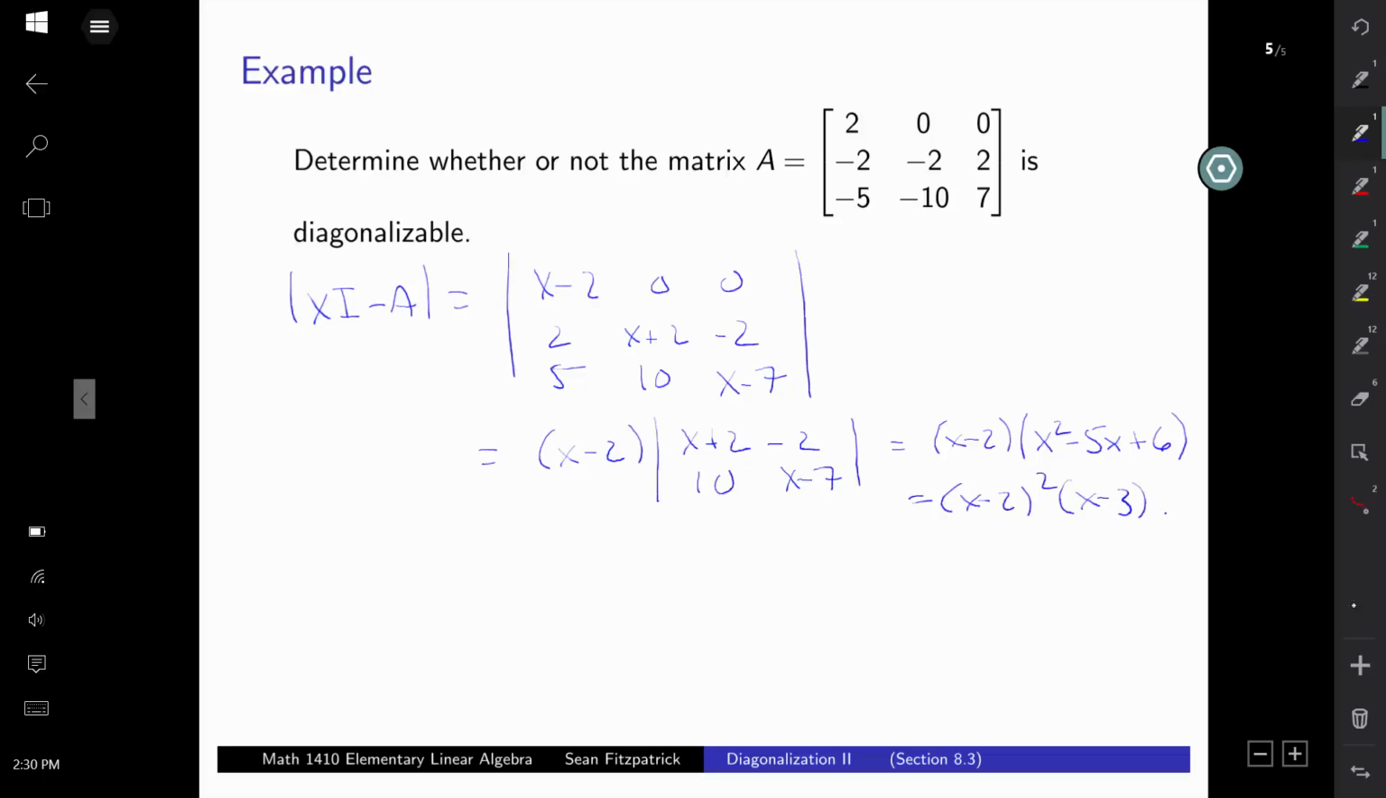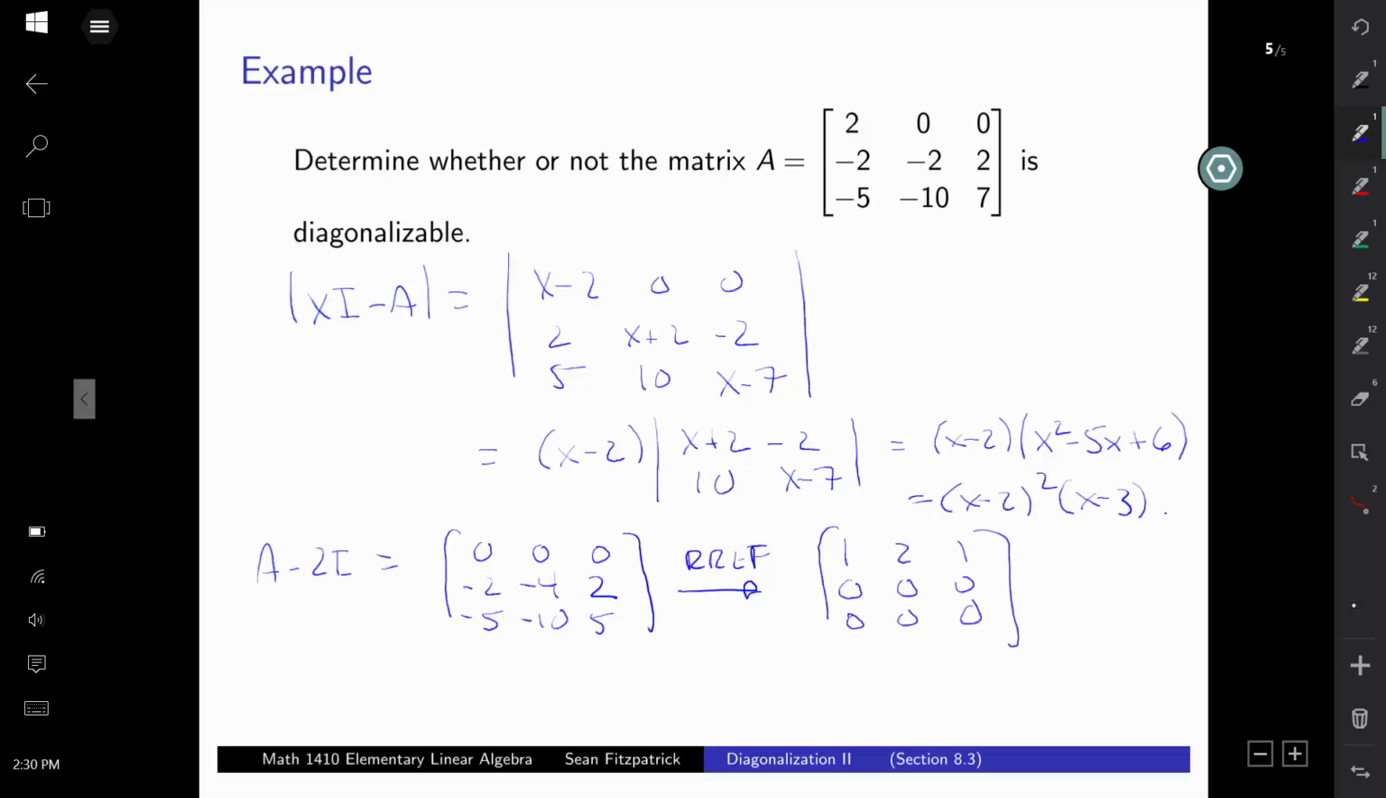which is x minus 2 squared times x minus 3. So in this case, when I do A minus 2 times the identity, I'm going to get 0, 0, 0, minus 2, minus 4, 2, minus 5, minus 10, 5. And this time, if I take that to reduced echelon form, I get 1, 2, 1, 0, 0, 0, 0, 0, 0. Okay, so there is, in this case, one leading one.